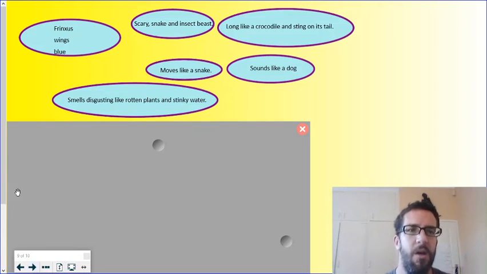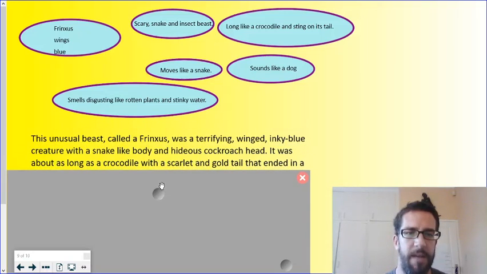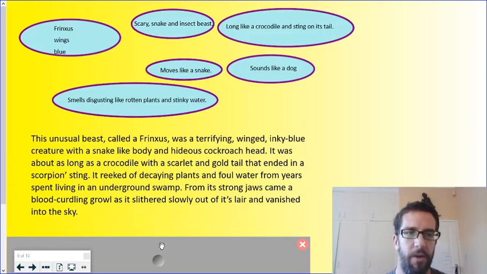All right. So as I said, I started out with some really basic ideas that you can see in front of you, but this is how I pulled my paragraph together. So I'm just going to move it down quickly. There we go. Okay. All right. So my topic sentence, my opening sentence, is going to start off by telling me what this creature is called, if it's got a name, and a long sentence, perhaps using an expanded noun phrase. Okay, so that's what I've done here. So if we look at here, this unusual beast, called a Phryxus, was a terrifying, winged, inky blue creature.